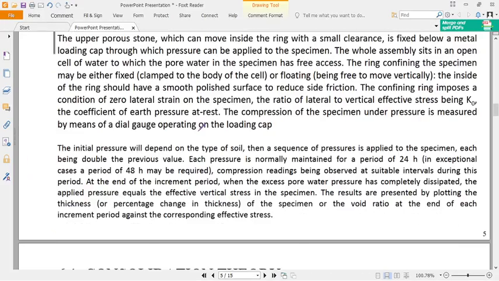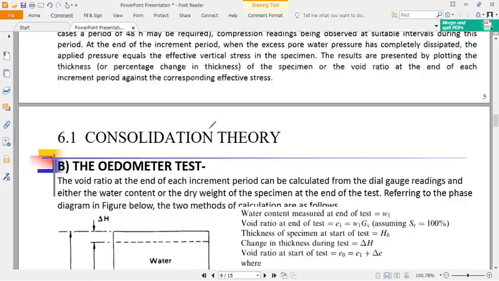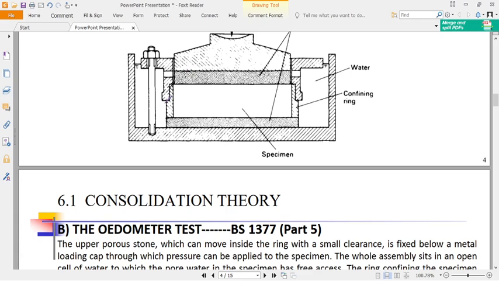test. In this odometer test, if you look at the videos attached in your module on the platform, you pick a sample which is undisturbed and saturated with water, as you can see in the experiment. These are porous stones, filled with water, so this material should be saturated. Remember, you put two porous stones. We have to make sure that the surfaces where you put the confining ring are smooth, so that they don't provide any resistance to movement or any friction. They're smoothened through application of a smoothing material.